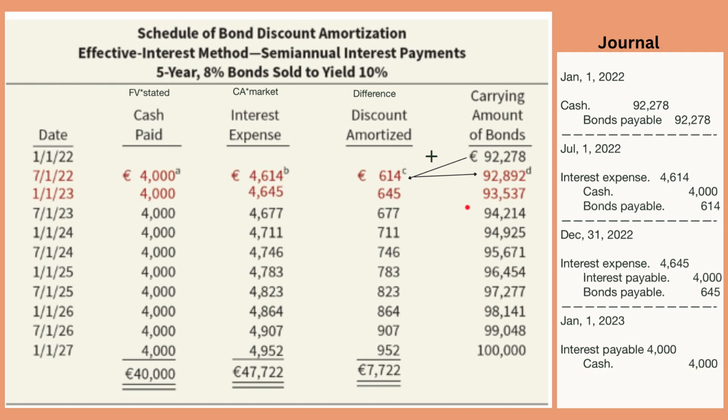Now we're gonna repeat this 10 times, okay? Because we're gonna pay 10 times. At the end, at the maturity date, I'm gonna pay the principal, which is the 100,000. So the last entry will be bonds payable to cash. We're gonna switch this entry, but the value will be 100,000, which is the face value. Hope it's clear now.